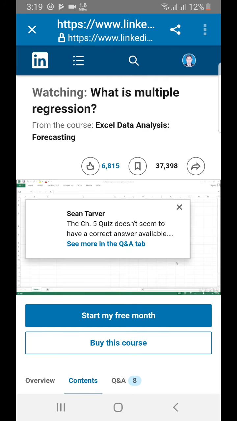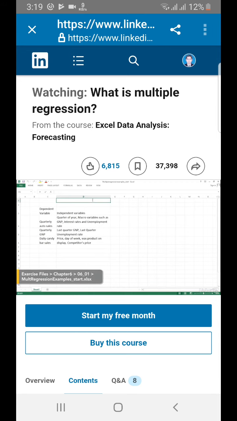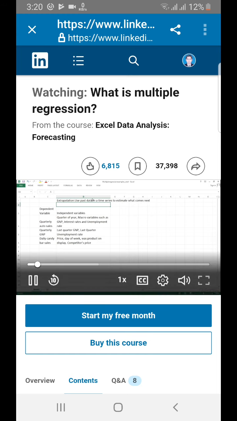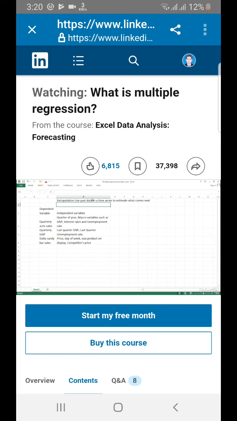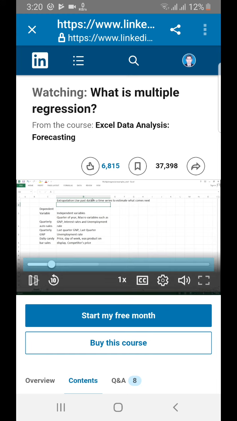Up till now, we've looked at extrapolation forecasting methods. So what does that mean? Extrapolation: use past data in a time series to estimate what comes next. And there's nothing wrong with that, but it doesn't really give you any insights into what's causing what's happening to the time series.